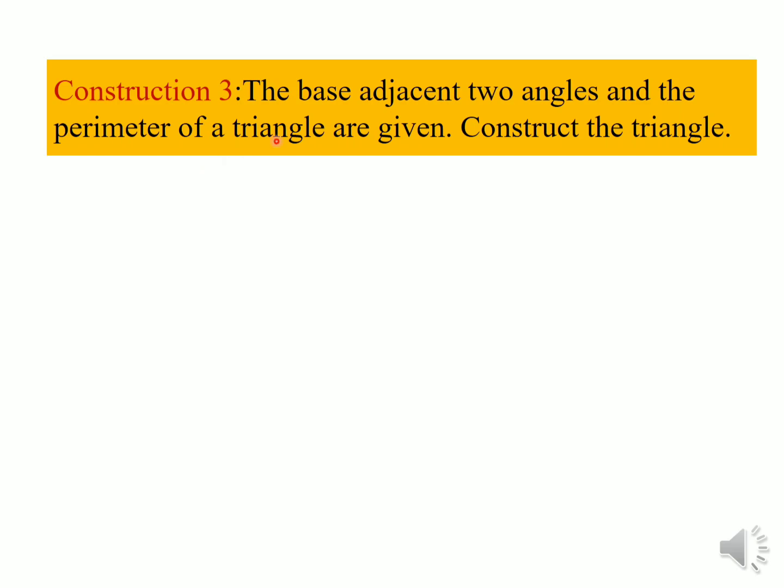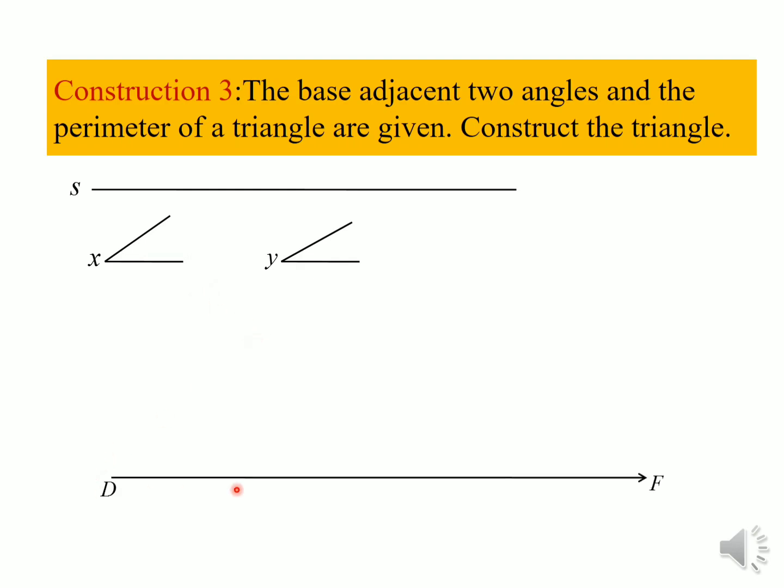Now I want to go to construction number 3. Here the base-adjacent two angles and the perimeter of a triangle are given, and now we construct the triangle. This is number 3. Here S is the perimeter of the triangle, and angle X and angle Y are the base-adjacent two angles. At first we consider any ray DF, and from DF we cut off DE equal to S.